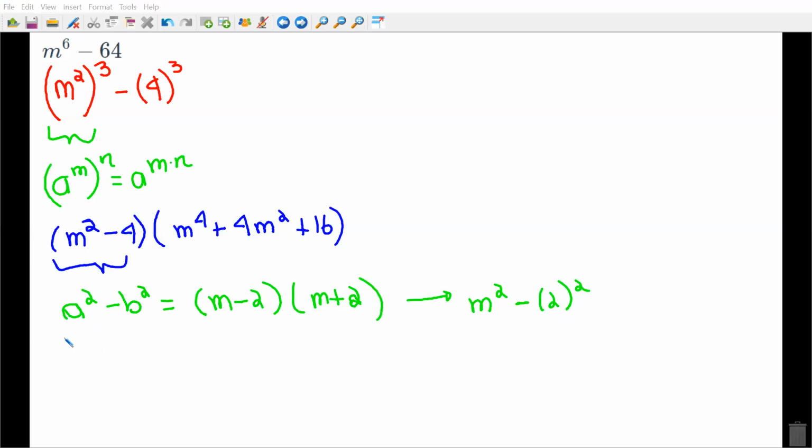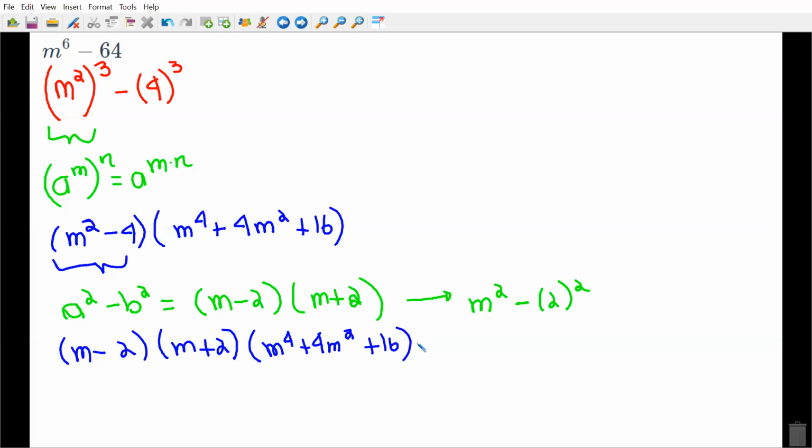Okay, now let's see what continues. It's going to be m minus 2 times m plus 2, and then multiply times m to the 4th plus 4m squared plus 16. Okay? Yes. Any questions, guys?